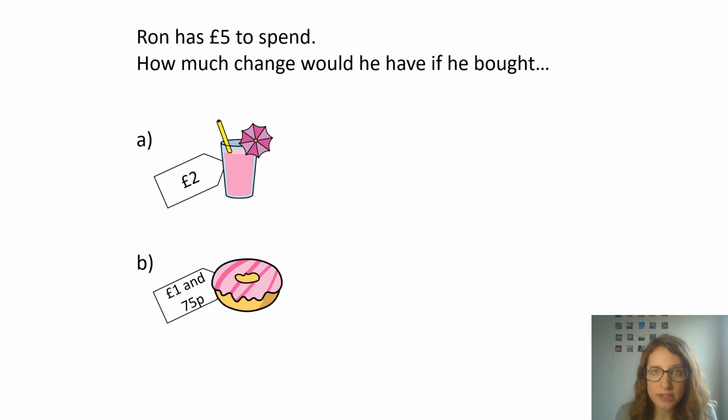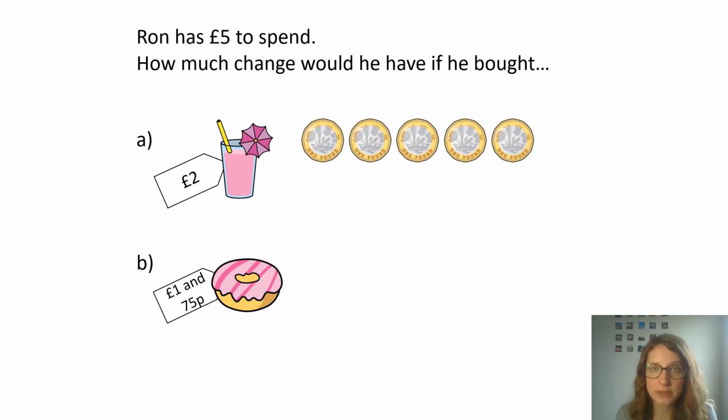Right, I am going to, for the first one, have my £5 in pound coins. Okay, and I'm very simply going to take the £2 away for the cost of the drink, and then I can count the pounds that are left. So £5 take away £2 equals £3. So he would get £3 change.